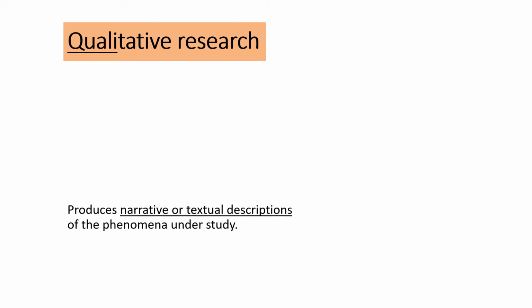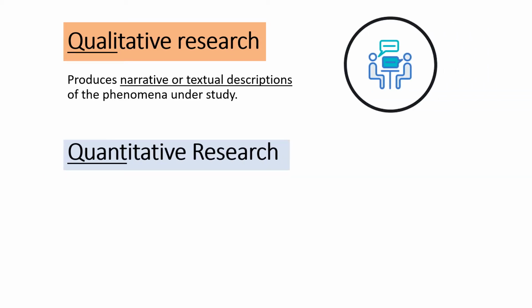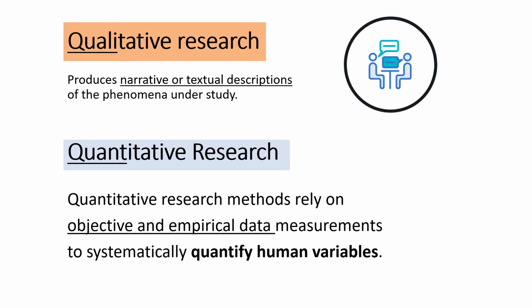In qualitative research, we produce narratives or textual descriptions of the phenomena under study. There are several types of qualitative research like grounded theory research, phenomenological research, case study research, and qualitative involves mainly speech and verbal information that can then be understood in terms of the different themes by using thematic analysis as one way of measuring qualitative data.